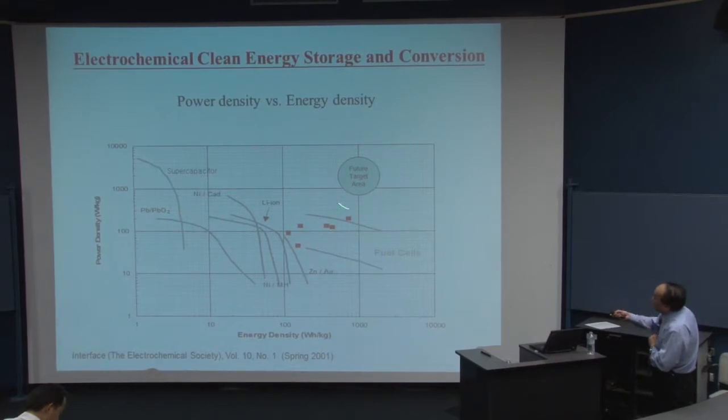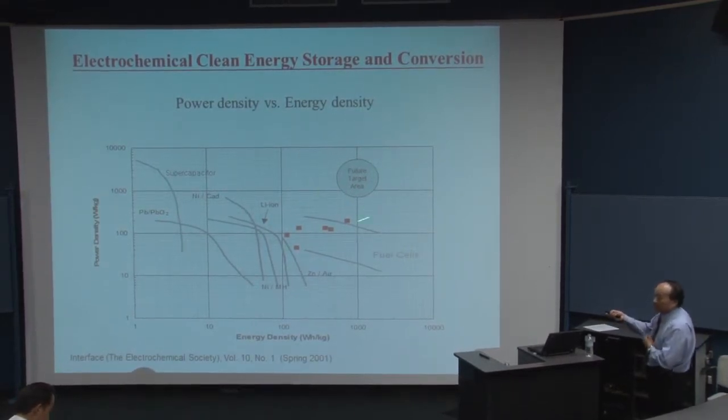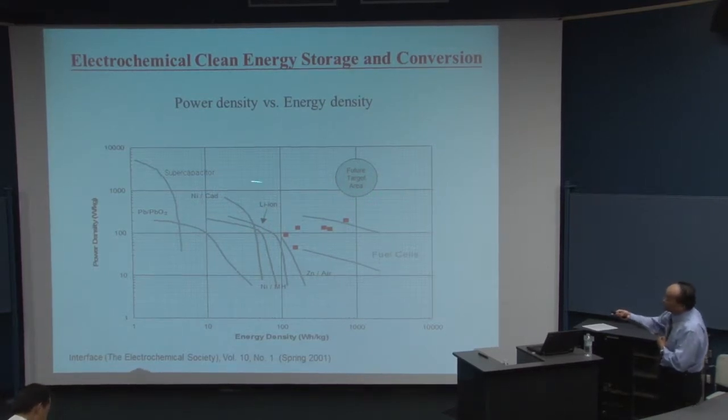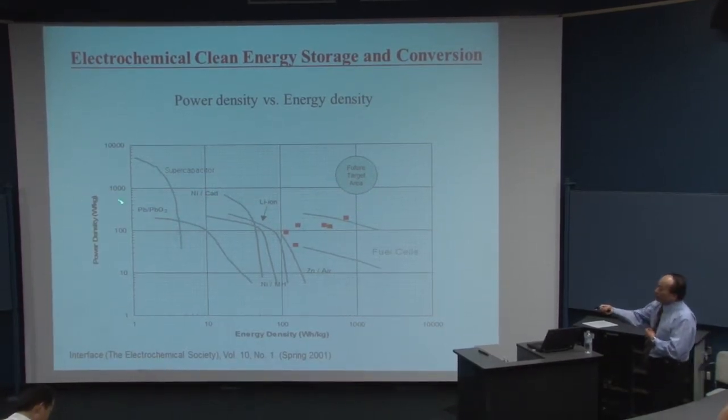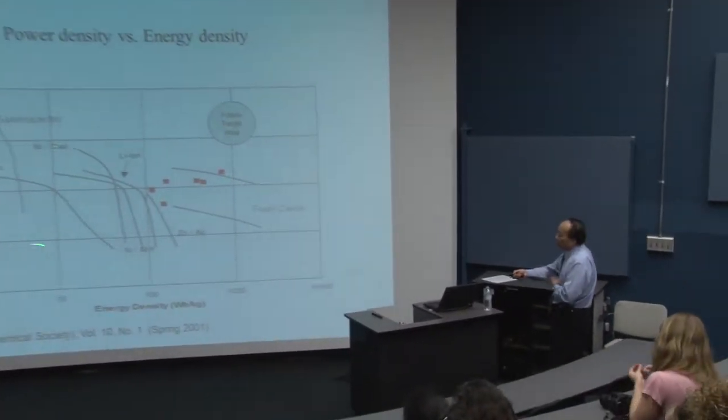And right now the future target for electrochemical devices is here. They call it 1,000 and 1,000: 1,000 power density and 1,000 energy density. This is the big challenge, to move up to here. And the fuel cell could get close, but it still needs further improvement.